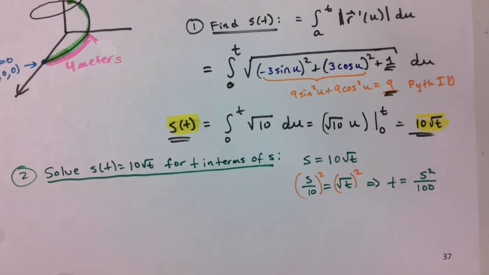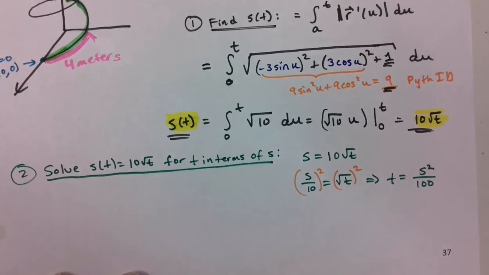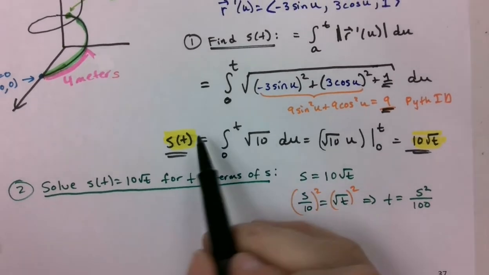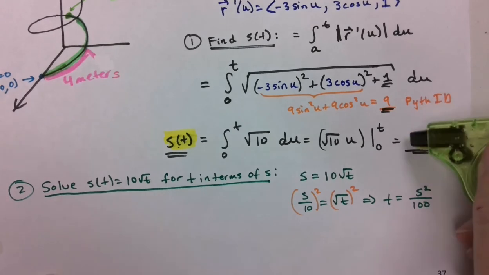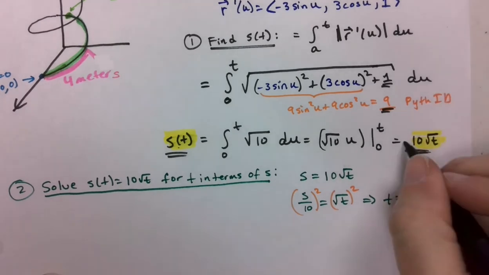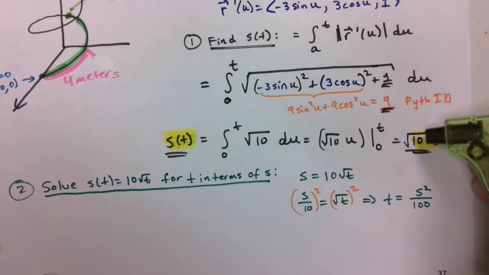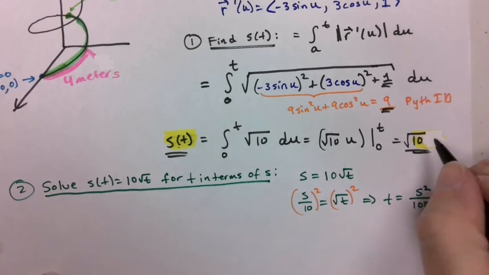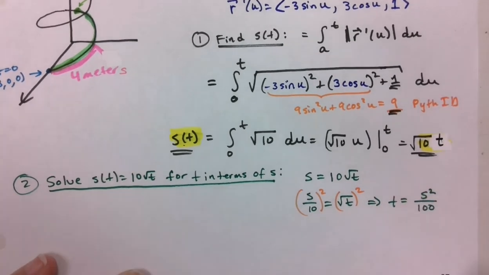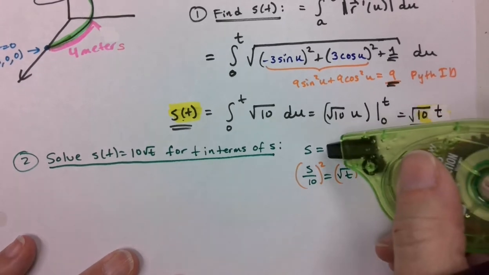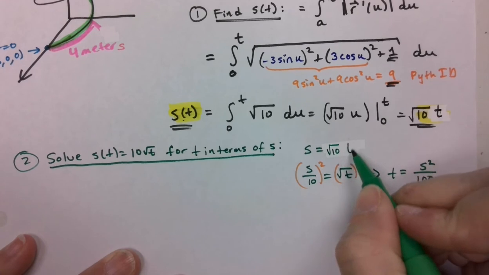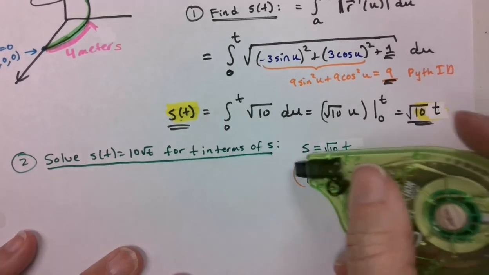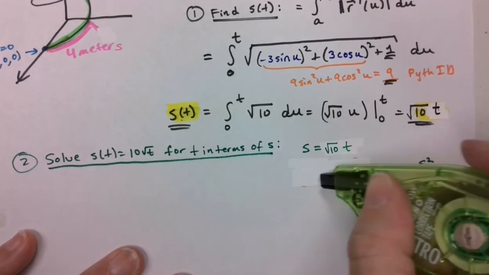I just looked down and I realized that I messed this up. I'm so sorry. So it's not, hold on. It's s of t equals a square root of 10 t. It's not 10 square root of t. I'm losing my brain entirely. It's the square root of 10 times t. Sorry about that. Which means that this is much easier than what I just did.